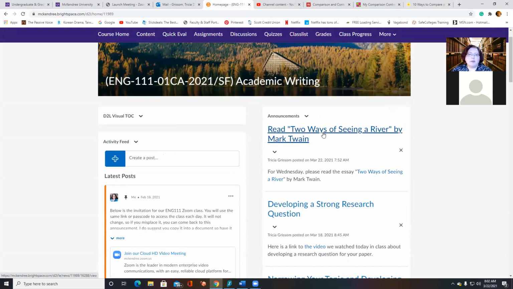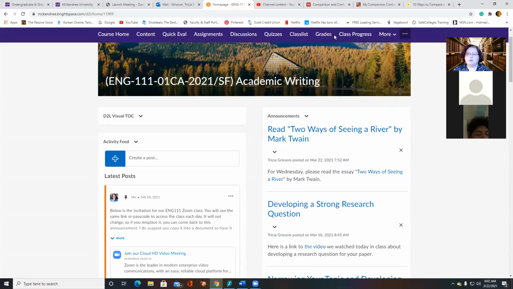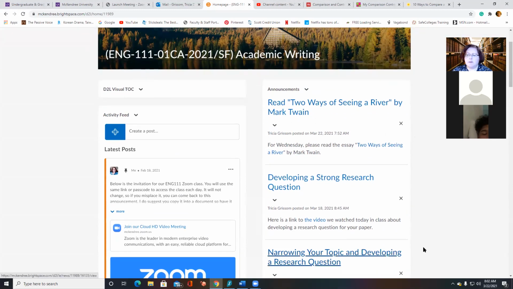For Wednesday, please read the essay, Two Ways of Seeing a River by Mark Twain. I have it here in the announcement. So this is for Wednesday. We're going to look at block comparison in terms of organization for comparison and contrast using his essay.